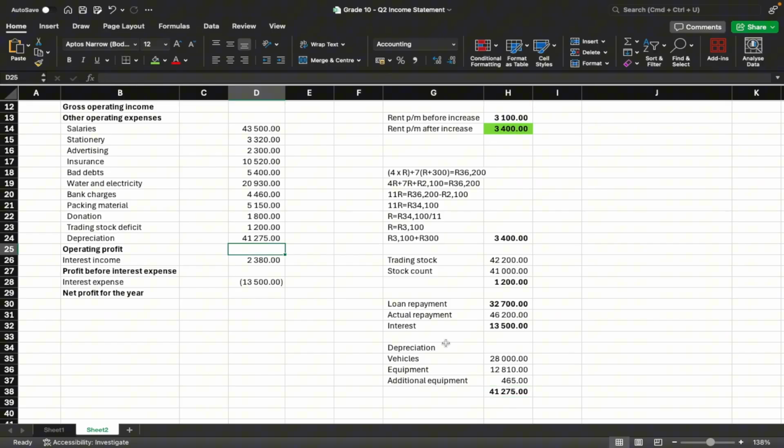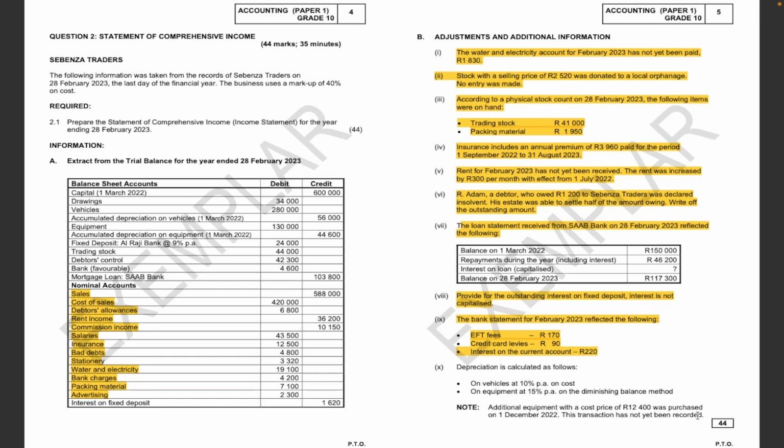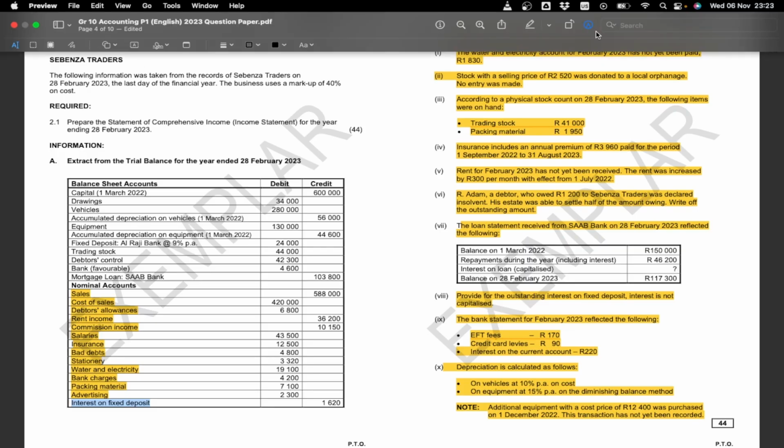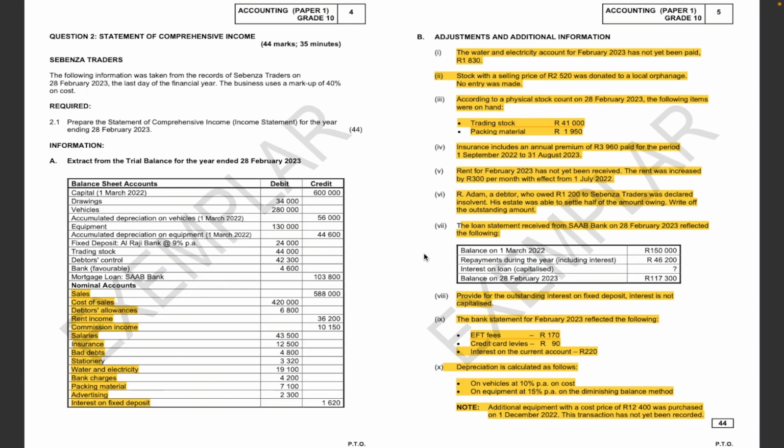All right, so you can see I've done everything that I've been given as I have highlighted them. Okay, so let me highlight this one, and let me highlight interest on fixed deposit as well. And this is what I meant by nominal account section is affecting my income statement. All right, so you can see I've highlighted everything on my nominal account section, but I've not highlighted anything on the balance sheet account section.